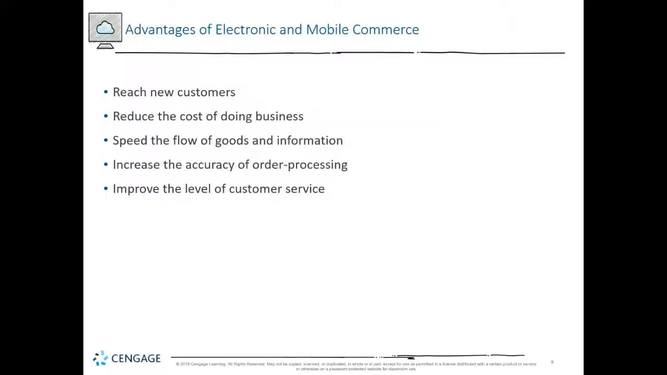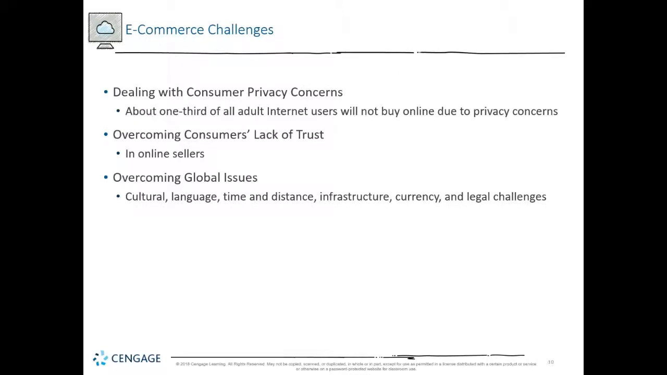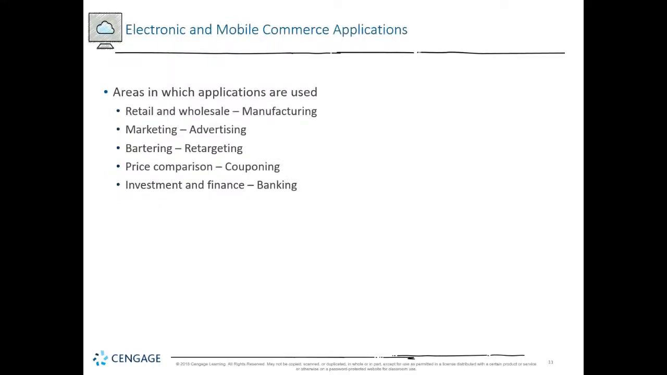The advantages of mobile commerce: reach new customers, reduce the cost of doing business, speed the flow of goods and information, increase the accuracy of order processing, and improve the level of customer service. E-commerce challenges: dealing with consumer privacy concerns, as about 1/3 of all adult internet users will not buy online due to privacy concerns; overcoming consumer lack of trust in online sellers; and overcoming global issues: culture, language, time and distance, infrastructure, currency, and legal challenges.